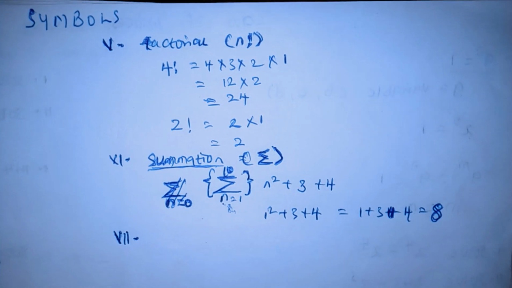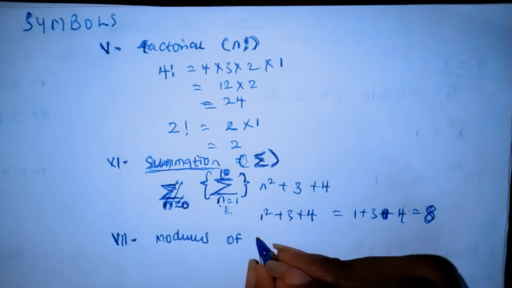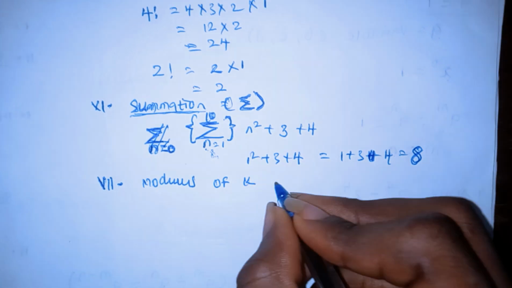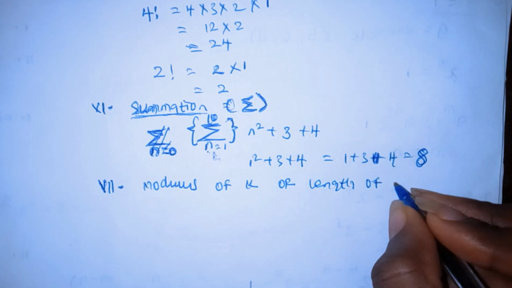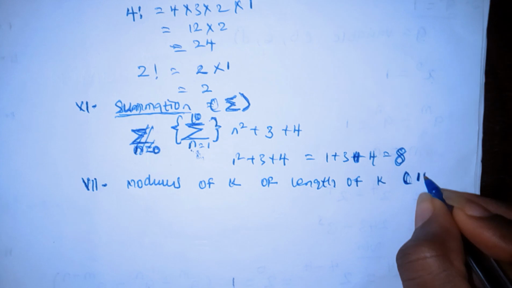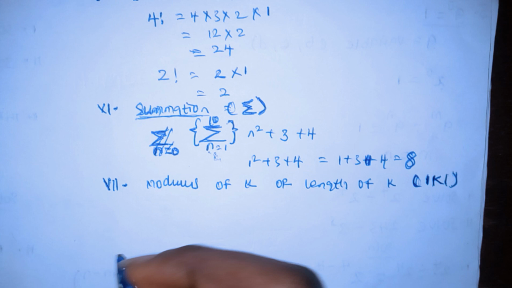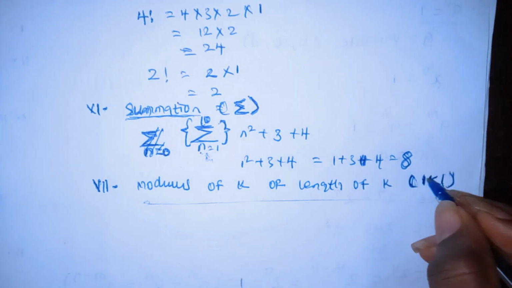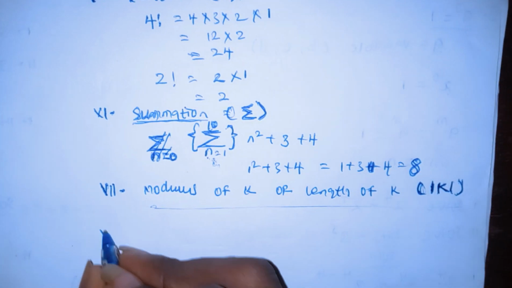Number 7 is modulus of a variable, and I'm going to use a variable called k, or the length of k. The length of k has this sign. Go to the course about vector, you will understand more about this. Just know that anywhere you see this, it's all about modulus of k or length of k.